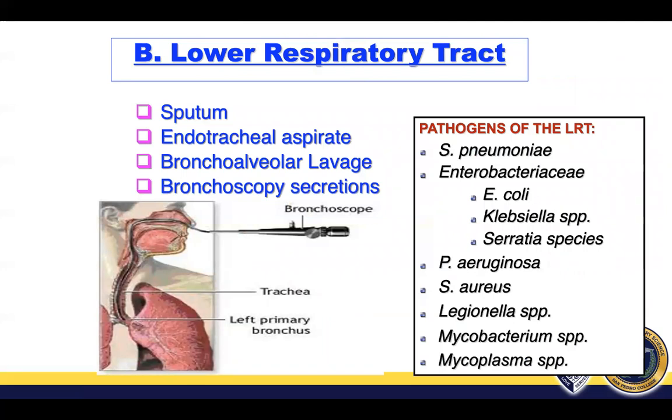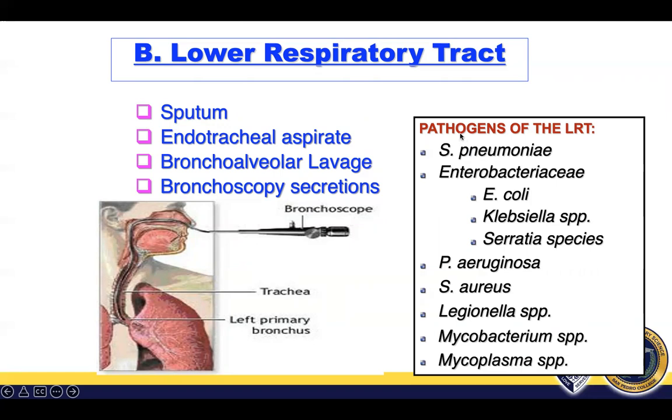Then moving on to lower respiratory tract specimens. We have sputum, and we can do endotracheal aspirate, bronchoalveolar lavage, or bronchoscopy secretions. With the exception of sputum, the last three specimens would require, again, the expertise of a trained individual.